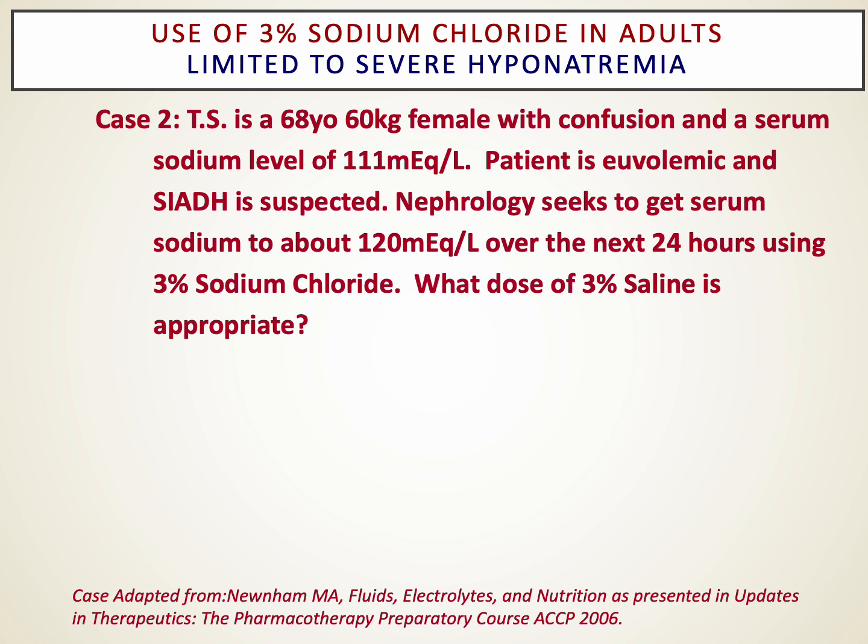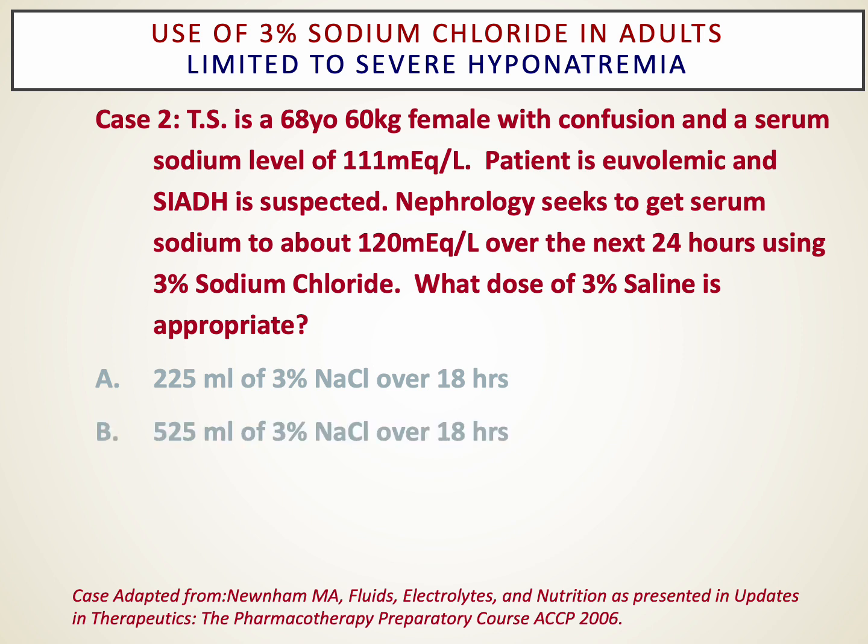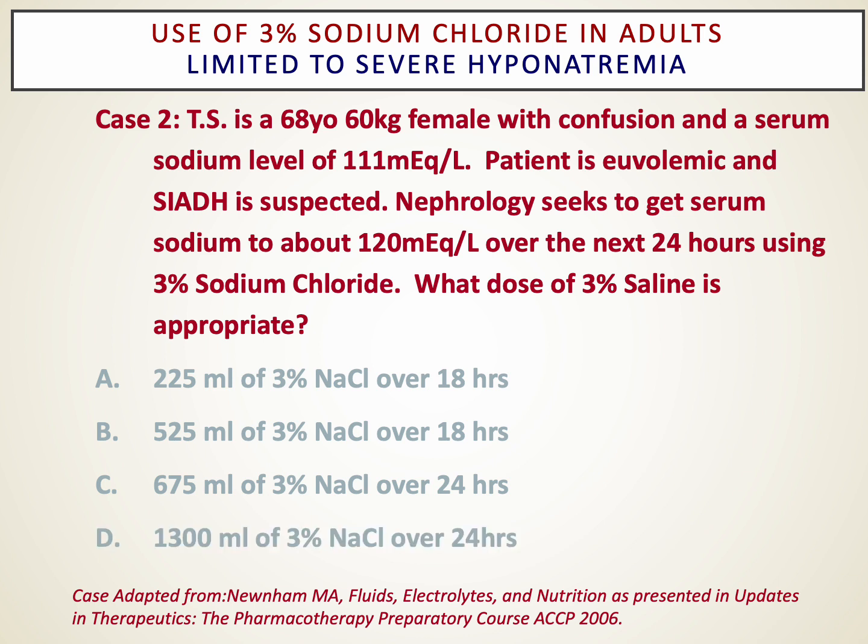And you should have thought yes. I'm hoping you think yes. Why? Because her sodium level is below 120 and she is having CNS symptoms with confusion. So she is a candidate for 3% saline. So we have a couple of choices here. Is it 225 mL of 3% saline over 18 hours? 525 mL of 3% saline over 18 hours? 675 milliliters of 3% saline over 24 hours? Or 1,300 mL of 3% saline over 24 hours?